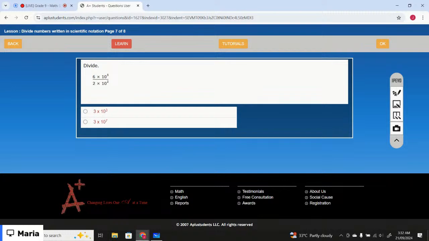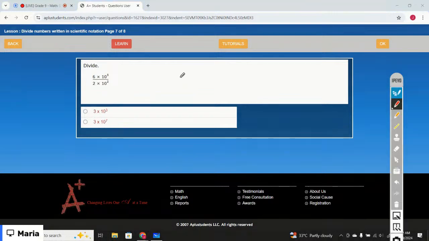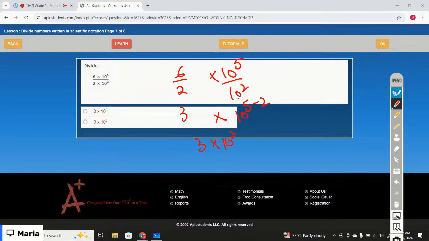The next one is 6 times 10 exponent 5 divided by 2 times 10 exponent 2. So which is the correct option? We need to do 6 by 2 and 10 exponent 5 divided by 10 exponent 2, right? So 6 divided by 2 is simply 3. And for 10 exponent 5, they have the same basis, right? When you have same basis and they are dividing, you have to subtract their exponent. So that is 3 times 10 exponent 3. Option number 1 is the correct option, right?